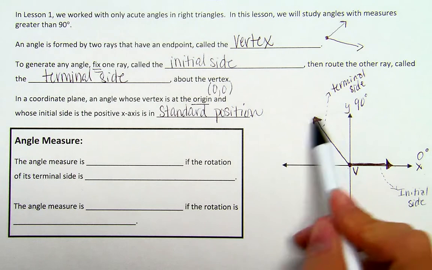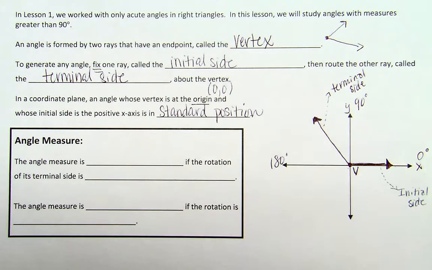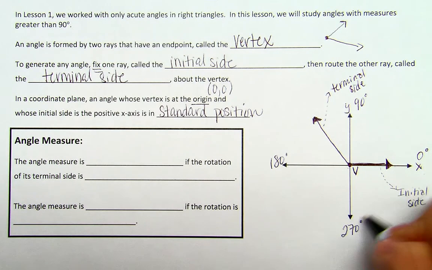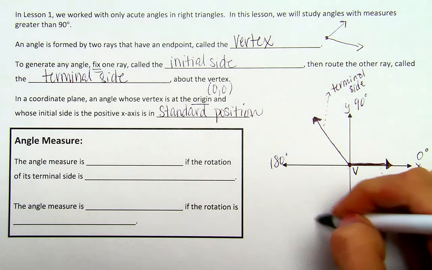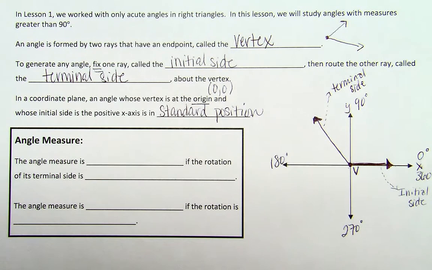If we keep going around to our next axis, we get 180 degrees. We move all the way straight down, we get 270 degrees. If we go all the way around a full circle, we're back to 360 degrees. So 0 degrees and 360 degrees share the same position on your X and Y coordinate plane. And we'll talk a little bit more in a couple minutes about what that actually means. They're actually called a certain type of angle.